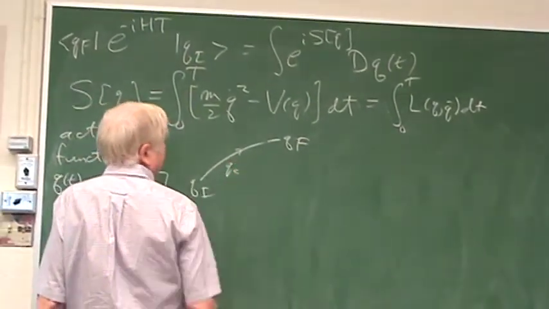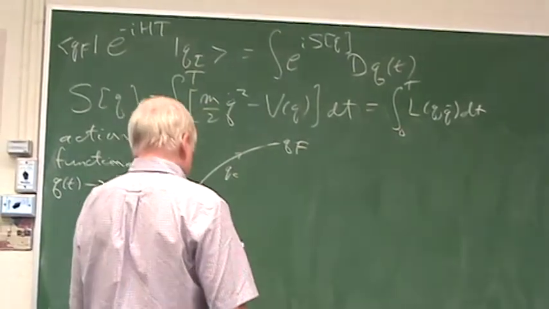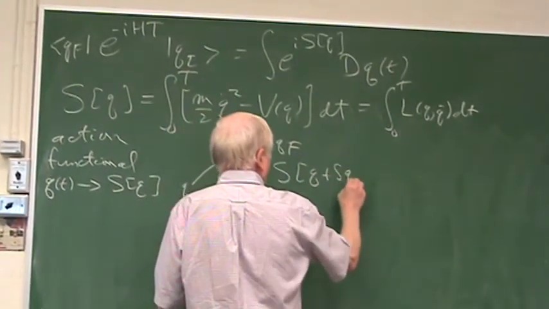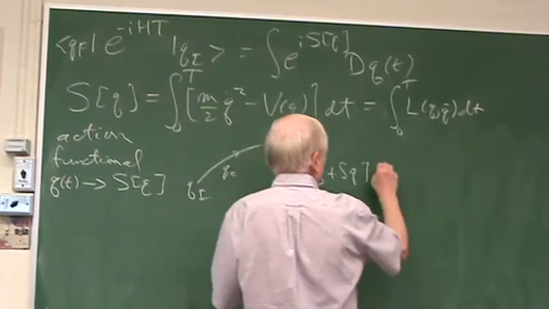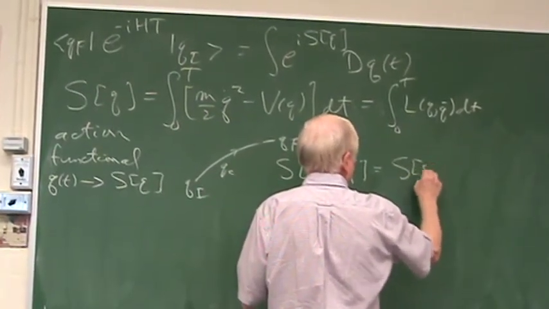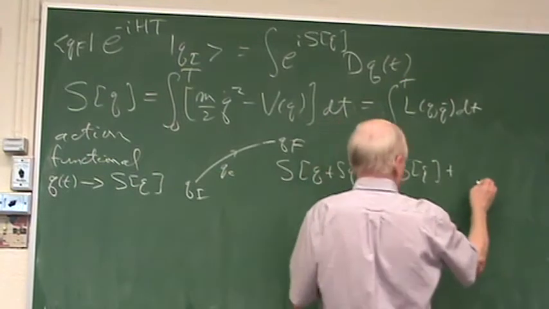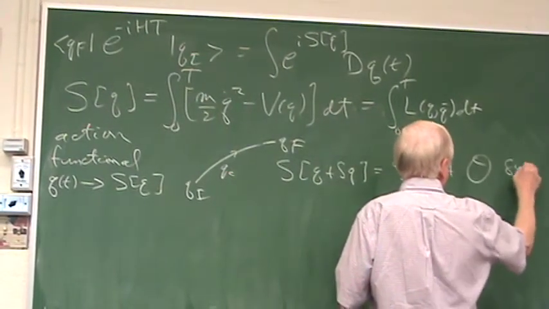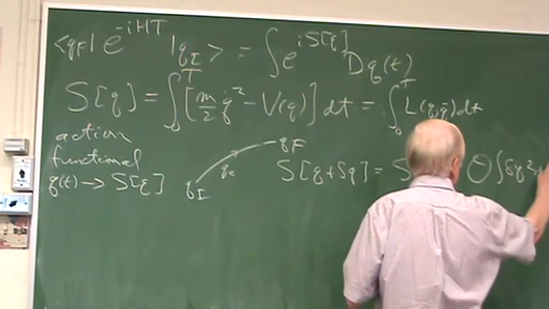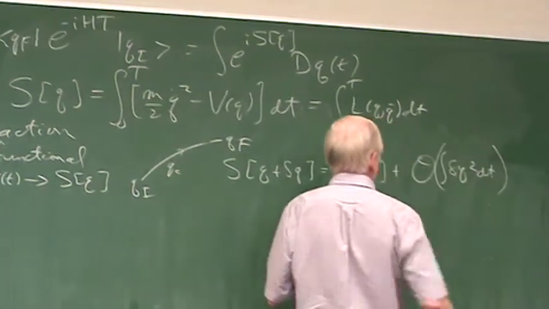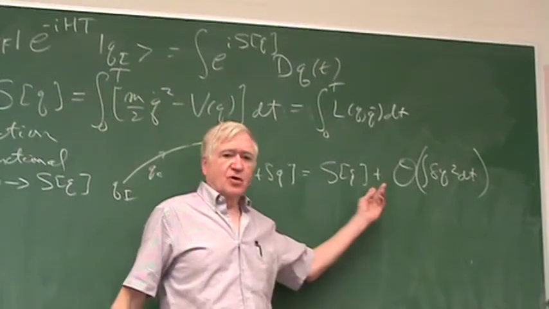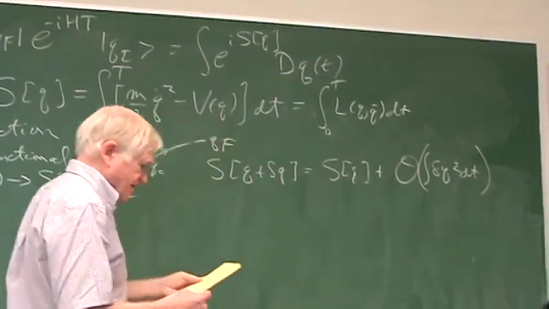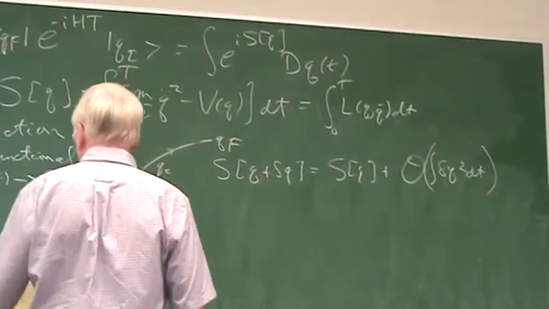And a classical path, then, is one such that the action from a small departure is the action plus something that's of the order of delta q, integral delta q squared dt. In other words, the first order change is zero. And so let's look at how that happens.